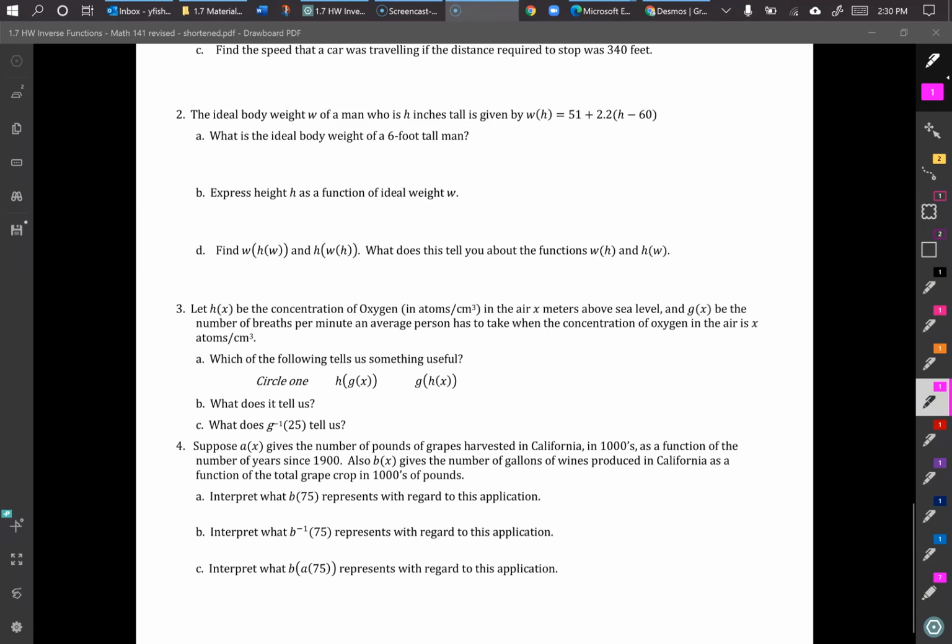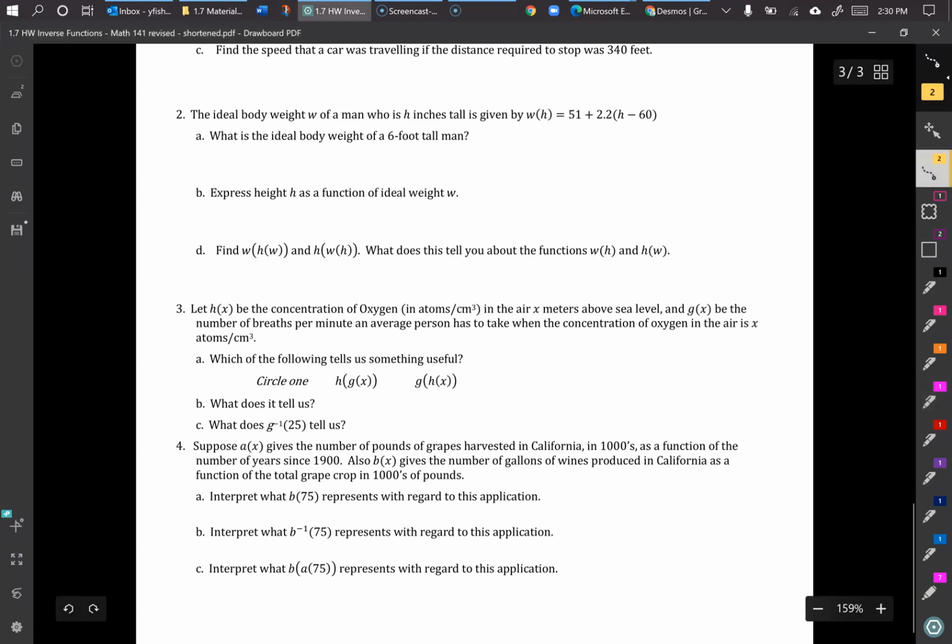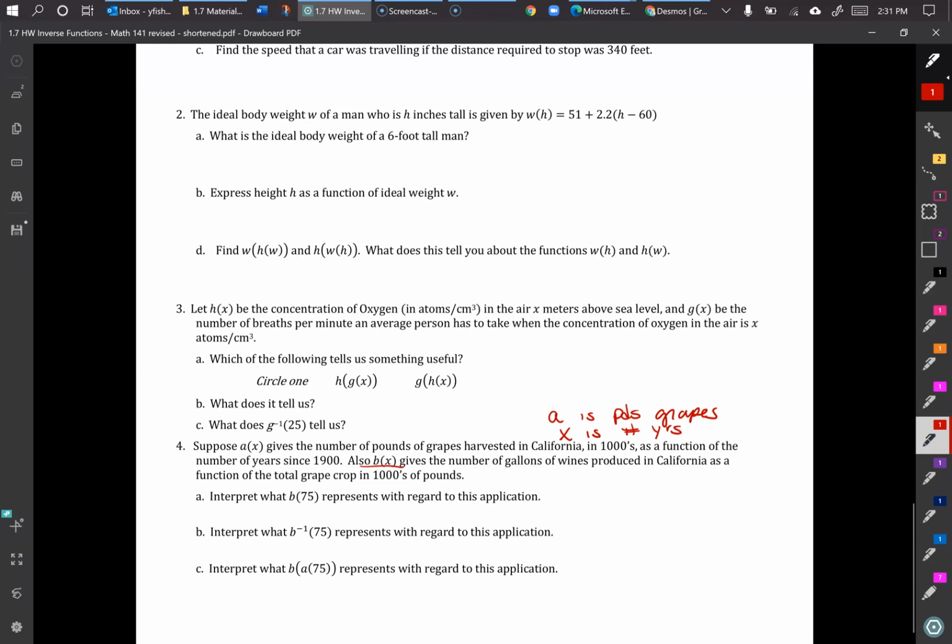I think it's just a matter of tracking for these type of problems and knowing what things equal. So suppose a of x gives the number of pounds of grapes harvested in California in thousands as a function of the number of years since 1900. So I kind of just keep track over here: a is pounds of grapes, and x is number of years. So we just think about what those units are. And then b of x gives the number of gallons of wine. So b is gallons of wine, and that relates as a function of the total grape crop in thousands of pounds.